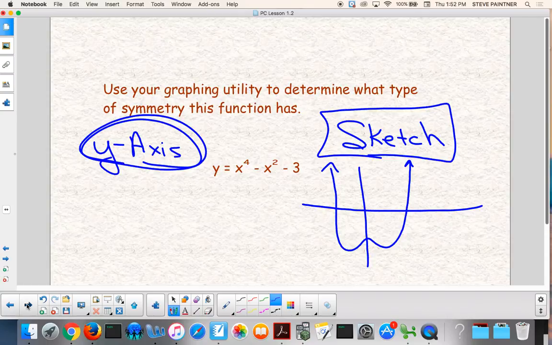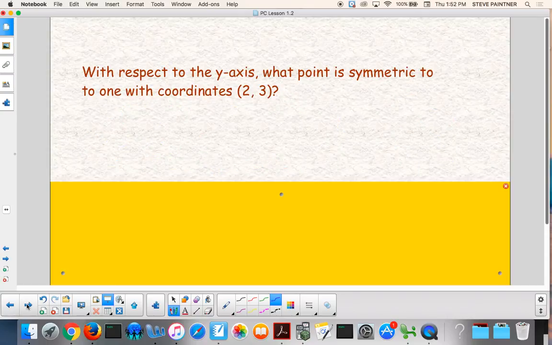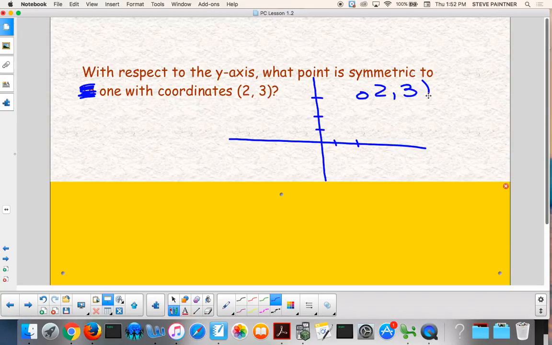Now, next slide. With respect to the y-axis, what point is symmetric to the one with coordinates 2, 3? Okay, so with respect to the y-axis, here's 1, 2, 1, 2, 3, right here, 2, 3. So guys, reflect that over the y-axis. What's the point over here? Negative what? Okay, negative 2, 3, right? You go straight across, there it is.